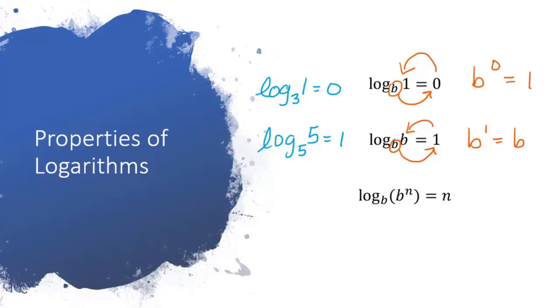And then by extension, what power does the base need to be raised to become b to the power of n? It needs to be raised to the power of n to become b to the power of n. This simply says b to the power of n is equal to b to the power of n. We might see it this way.